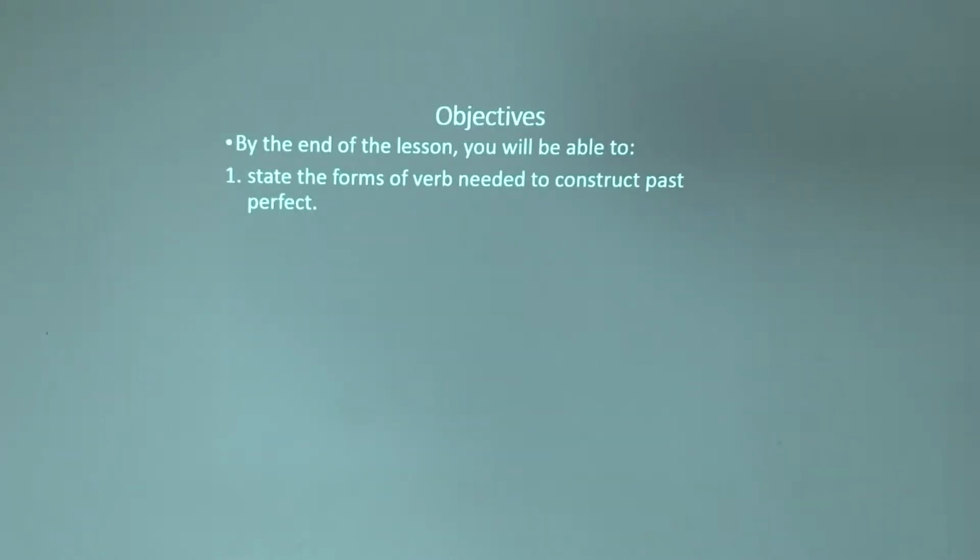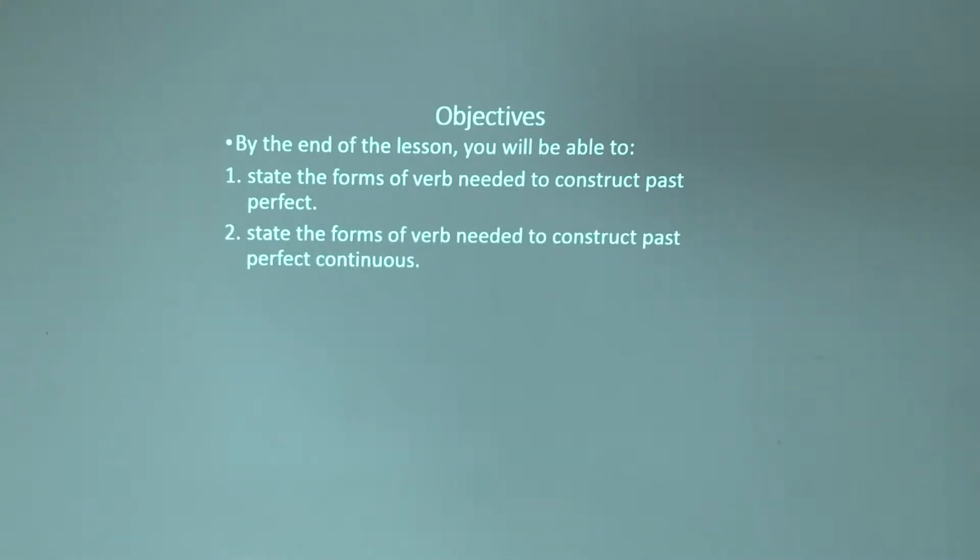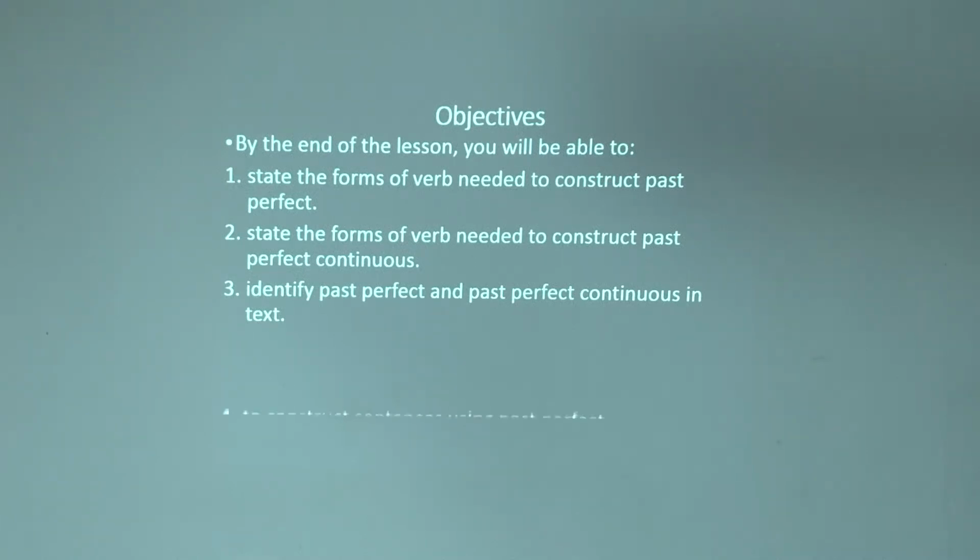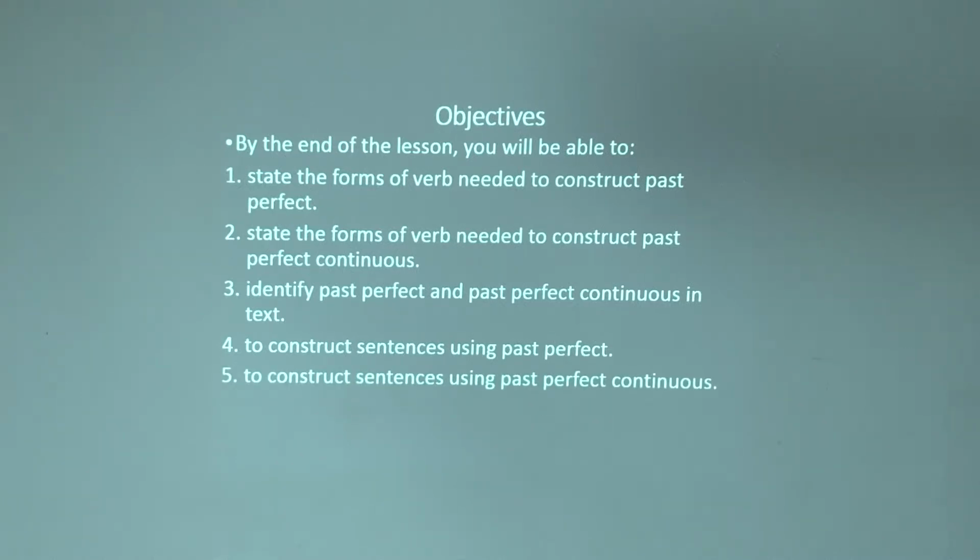We aim that at the end of the lesson, you will be able to state the forms of verb needed to construct past perfect. Two, we should be able to state the forms of verb needed to construct past perfect continuous. Three, we should be able to identify past perfect and past perfect continuous in text. And then four, we should be able to construct sentences using the past perfect. The same way too, we should also be able to construct sentences using the past perfect continuous.